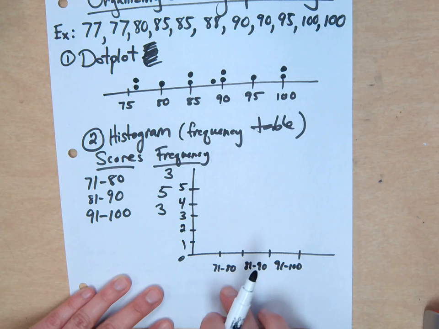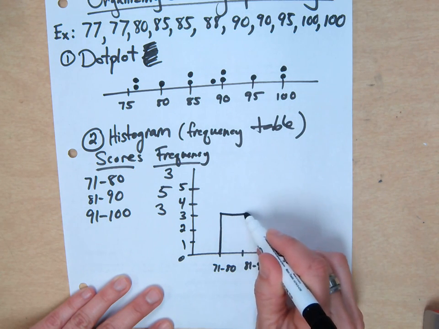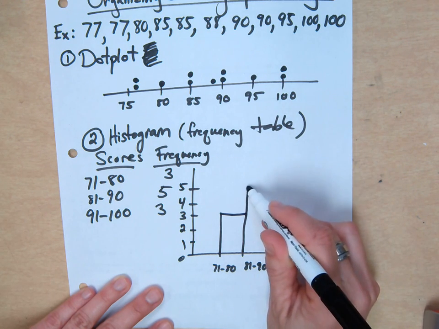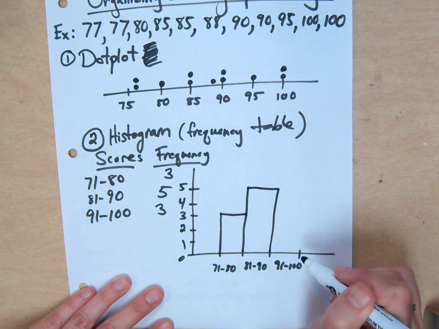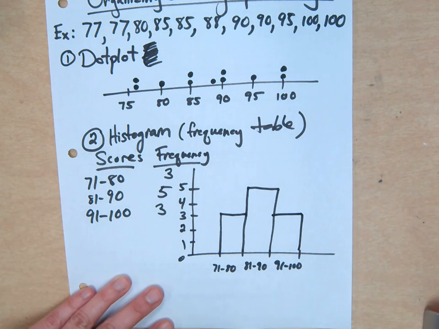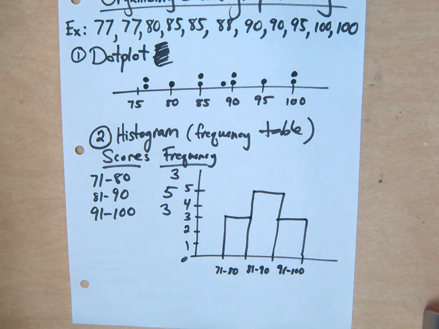And then we just make a bar, so it's 71 to 80, there's 3 of them, right? So we just go up to there. 81 to 90, there's 5 of them, so that bar goes there. 91 to 100, there's 3 of them. And there's our histogram. So do you see how you can kind of see the symmetric shape better when you look at a picture of it rather than just looking at a list of numbers, right? That kind of gives you a feel for the shape. And you'll practice again with the examples today.